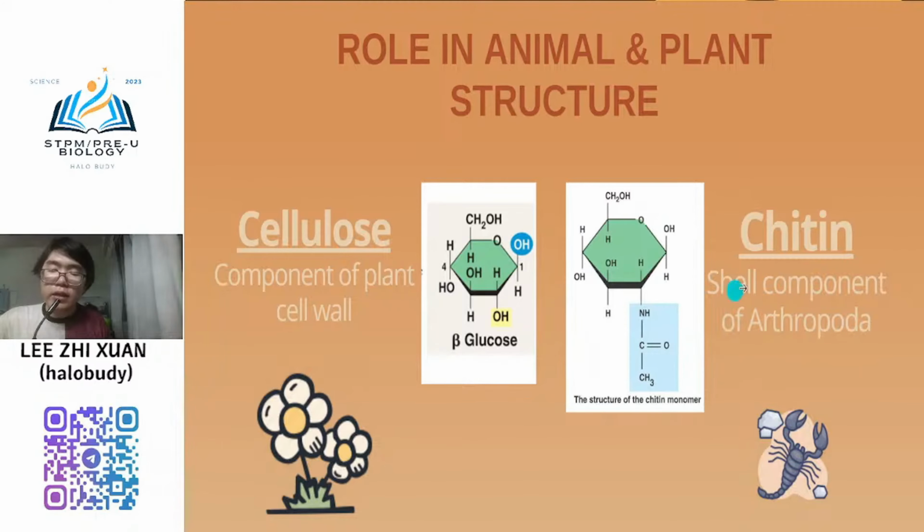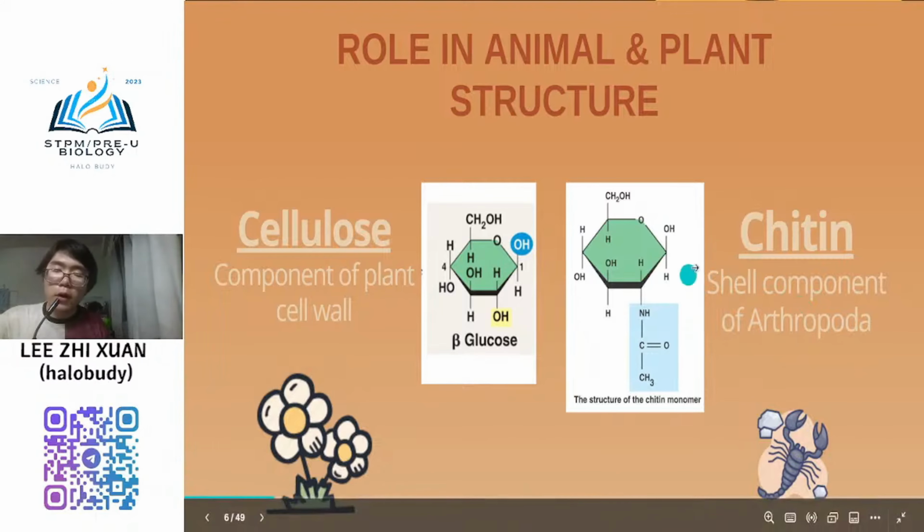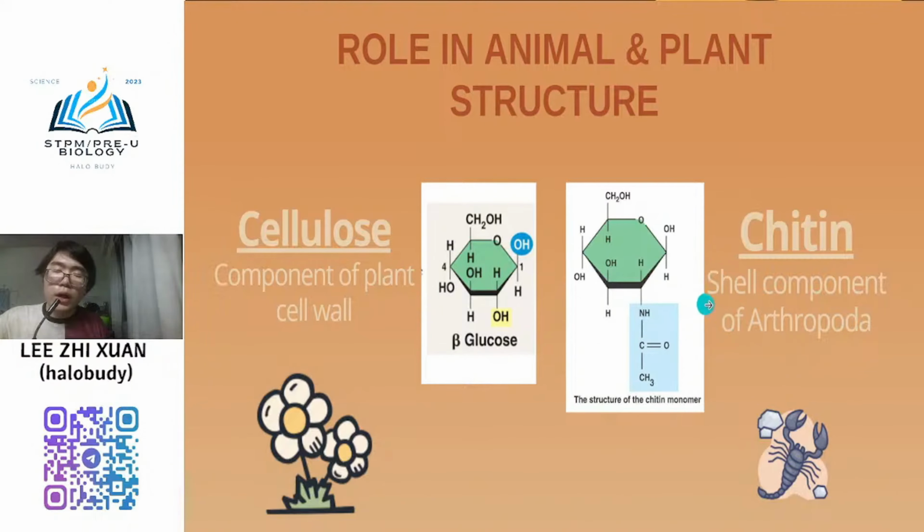And another one is chitin, another form of carbohydrate, also composed of the shell component of arthropods.